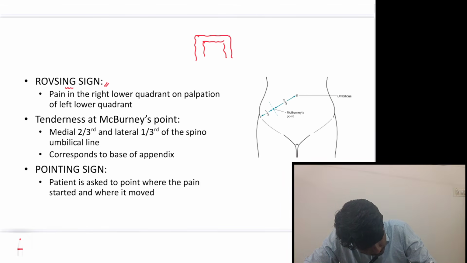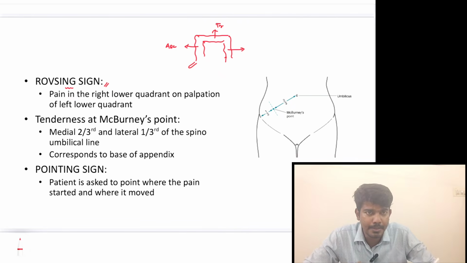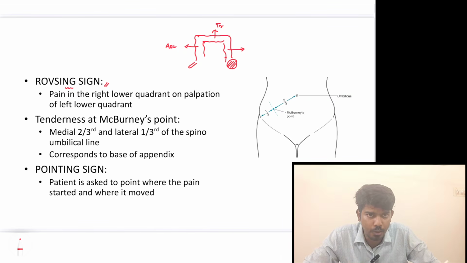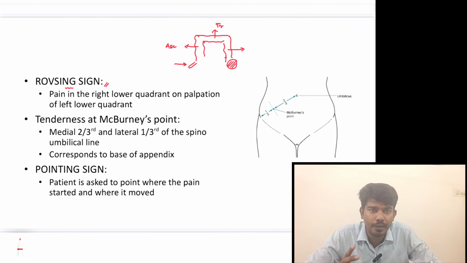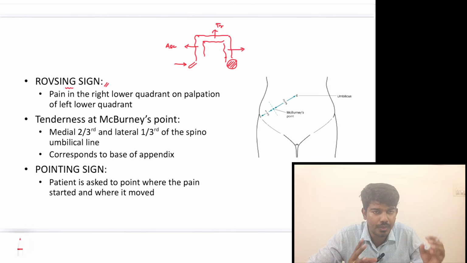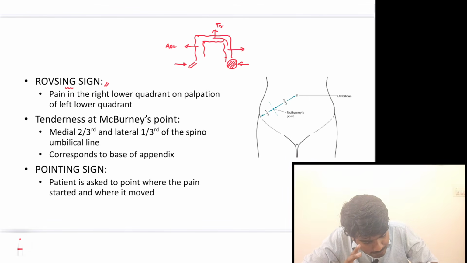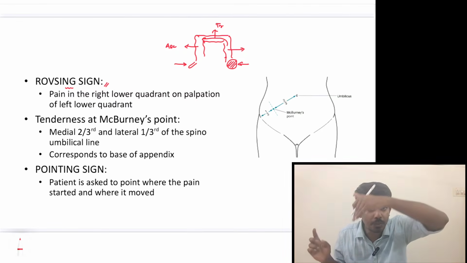Large intestine, and the appendix will be in the right lower quadrant. This is the descending colon, this is the transverse colon, this is the ascending colon. In Rovsing sign, we press on the left iliac fossa or left lower quadrant, and the patient will have pain in the right lower quadrant. This bowel contains stool content, so if we press here, the content will move towards the ascending colon, finally towards the cecum.